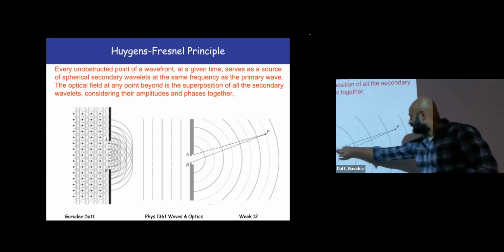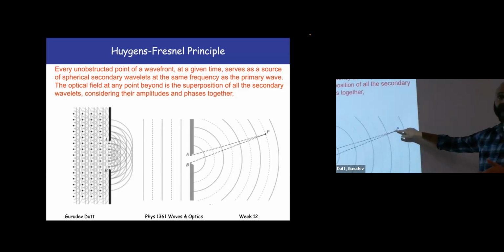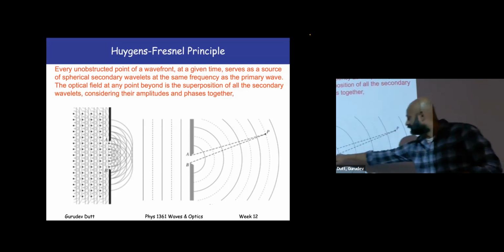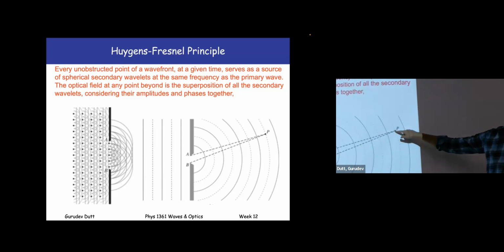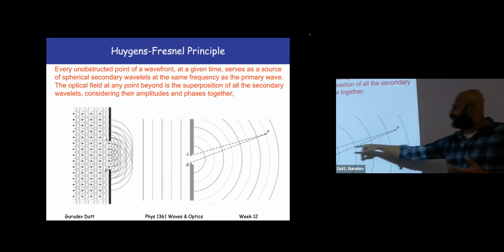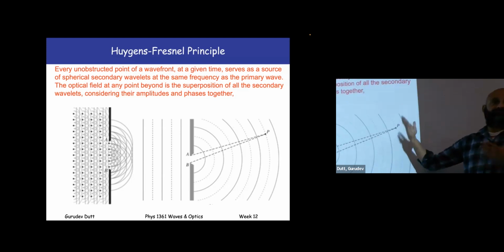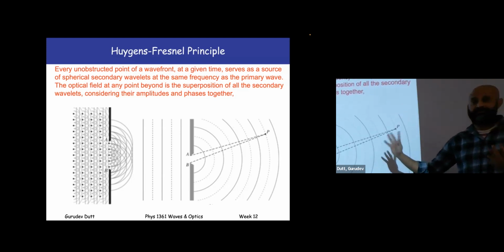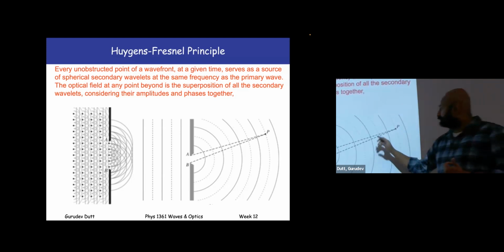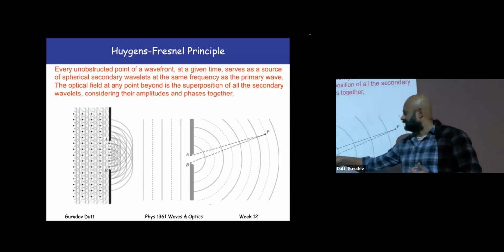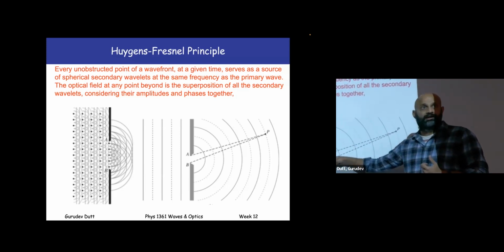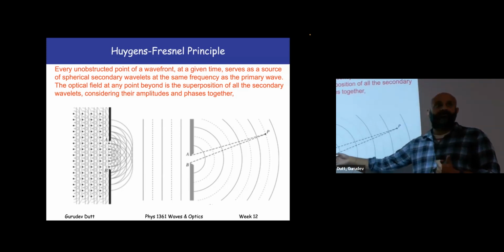So if we look at AP, the distance to this point P from one edge of the slit, and BP, which is the distance from the other edge to the point, the path length difference is AP minus BP, right? Whether it's positive or negative, I don't care at this point. And you can see if P was just directly in the slit, then AP minus BP must clearly be less than the size of the slit AB.